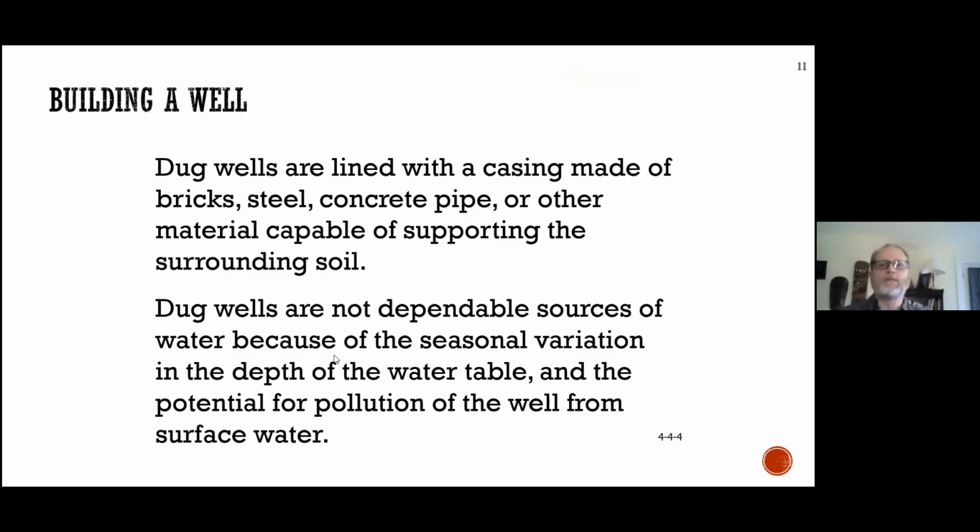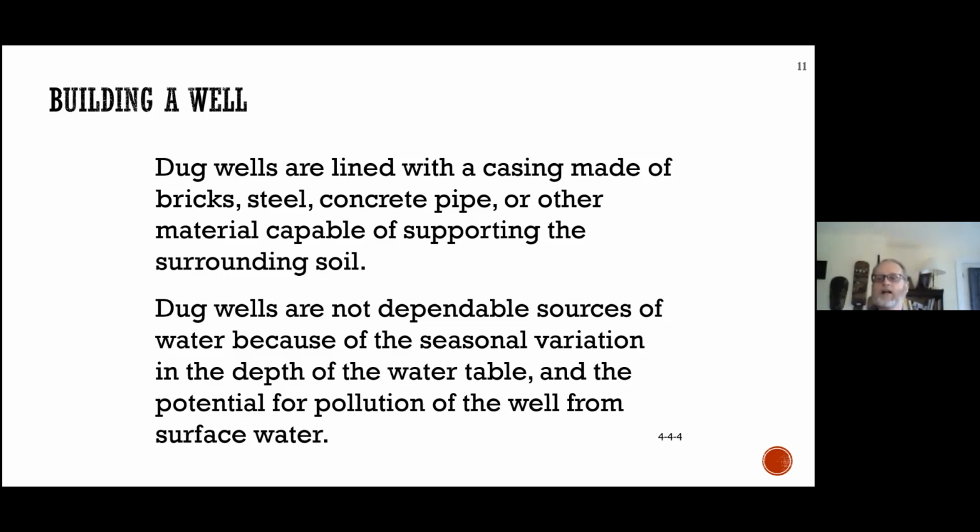Disadvantages of a dug well, and this may show up on the exam, but basically they're not as reliable year-round, partly because they're so shallow. And if you have high variation in the depth of the water table, then you have a potential for the well actually to be dry at the time of year you need it most. So dug wells, that can be a concern.